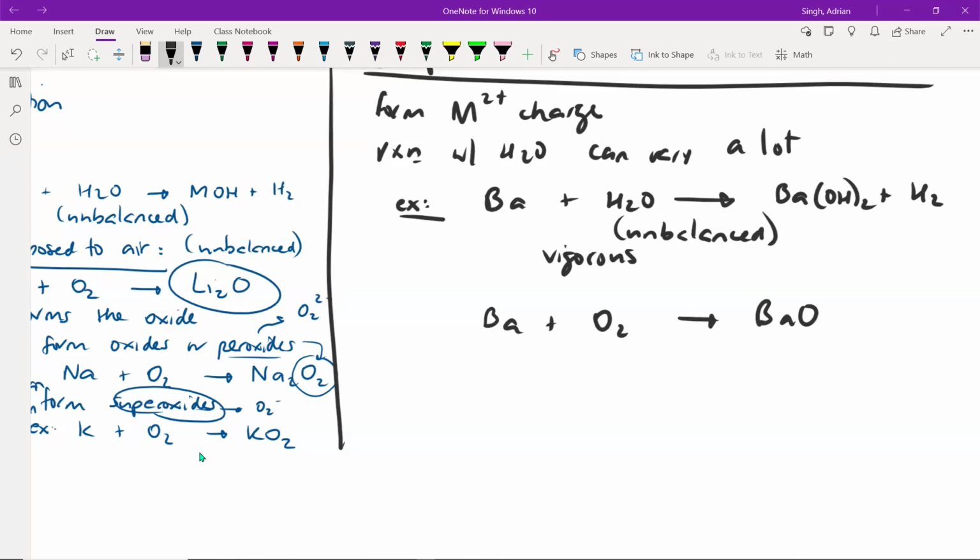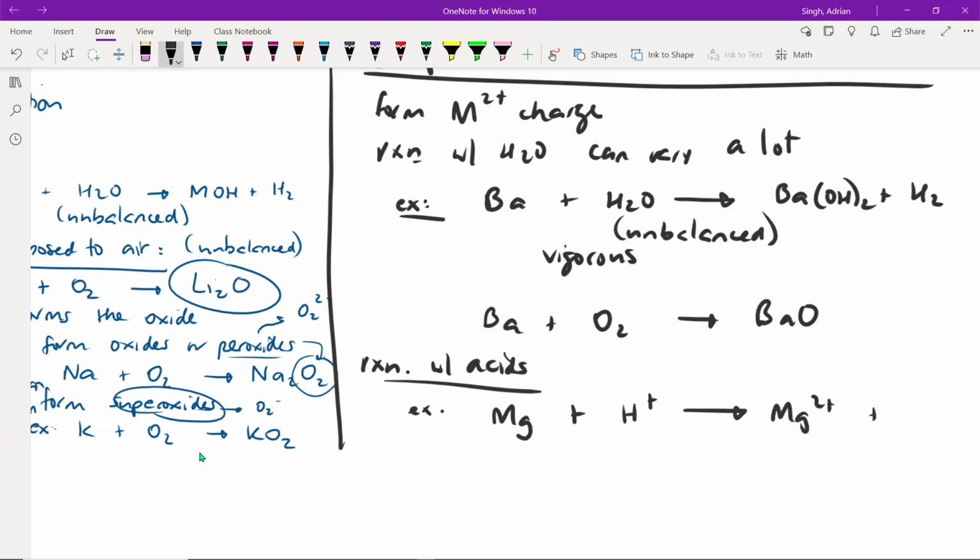The last sort of comparison here is the reaction with acids. Magnesium, for instance, can react with aqueous acids to produce hydrogen gas. Calcium, strontium, and barium can also react with aqueous acids to produce hydrogen gas as well. So for instance, we have Mg, magnesium, reacting with an acid. We'll represent an acid with an H+, because that's what acids produce. We end up forming Mg with a 2+ charge, and then we liberate hydrogen gas as one of the products.